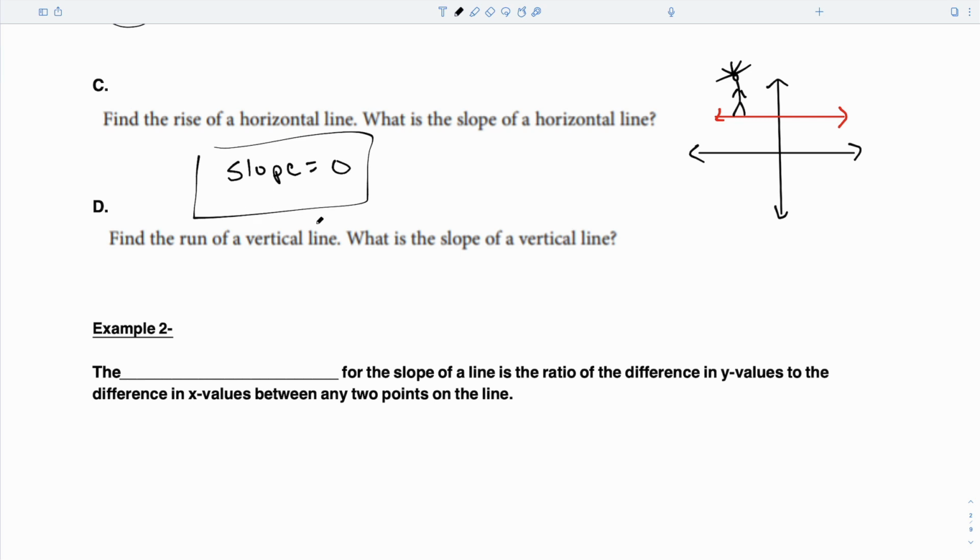Okay, D. Find the run of a vertical line. What's the slope of the vertical line? Draw your mock grid again.